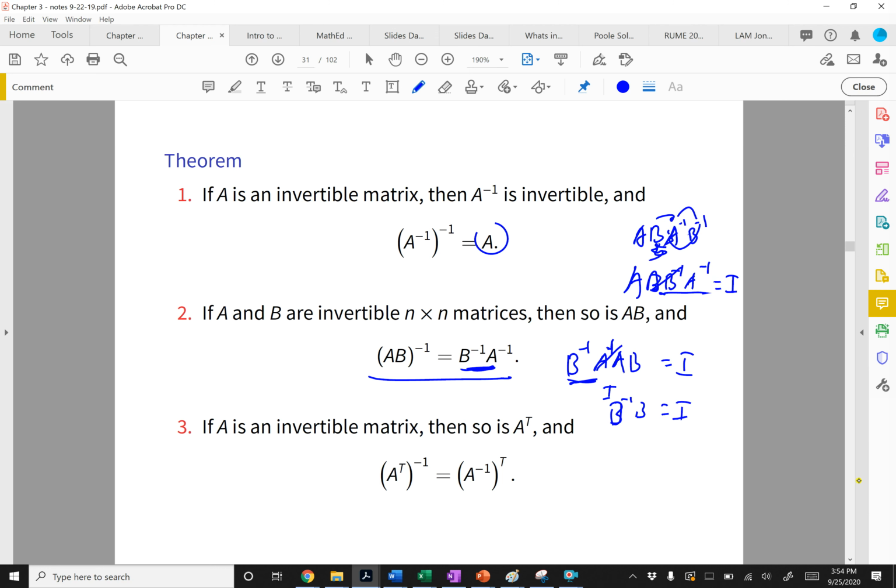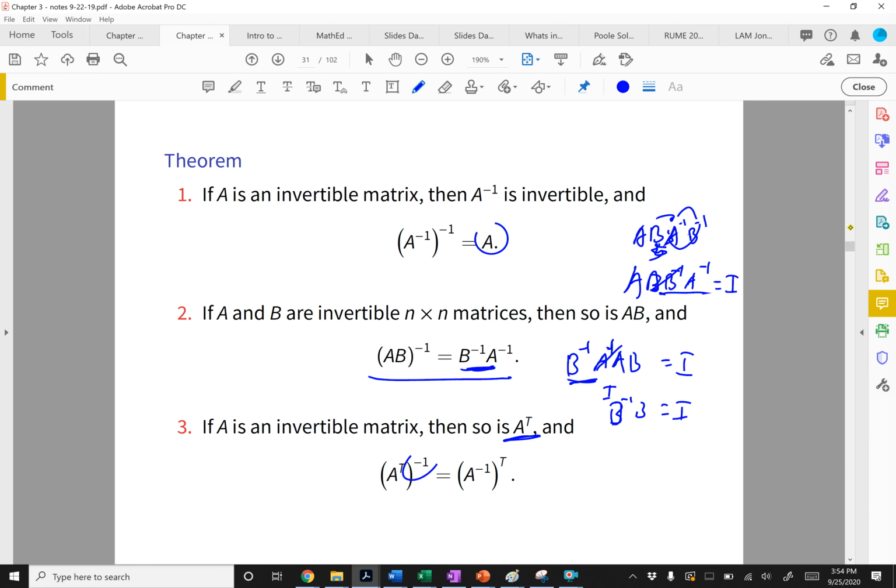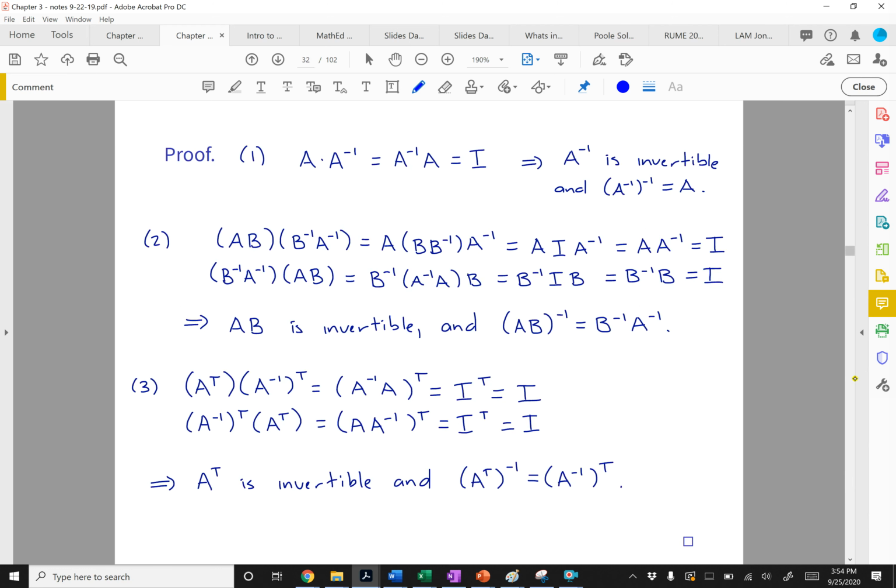And if A is invertible, so is the transpose. This makes sense because if you have a square matrix that's invertible, then the columns are linearly independent. If you take the transpose, then the rows are linearly independent. We know that those are the same thing, so it'll also have an inverse. Oh, and if you wanted to know the inverse of A transpose, you can just find the inverse of A and then transpose that. There's the proofs of those three things. I'm not going to take time to go through those.